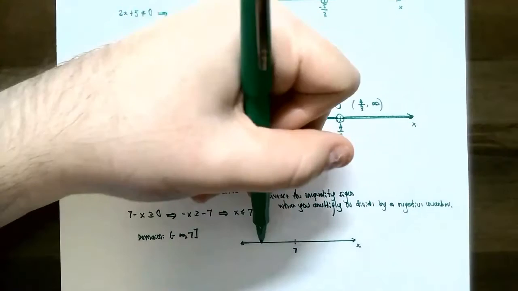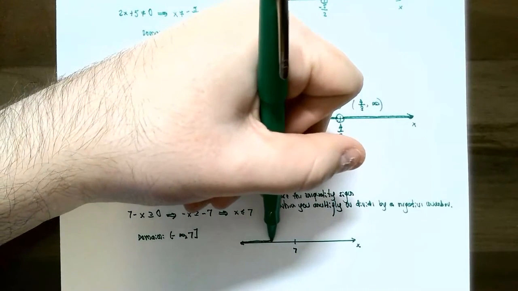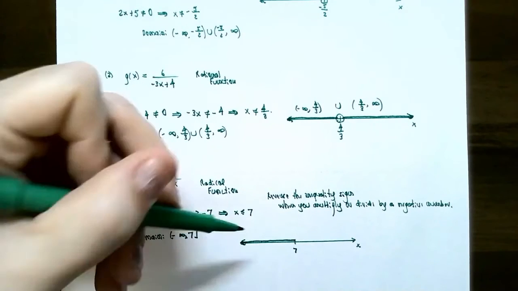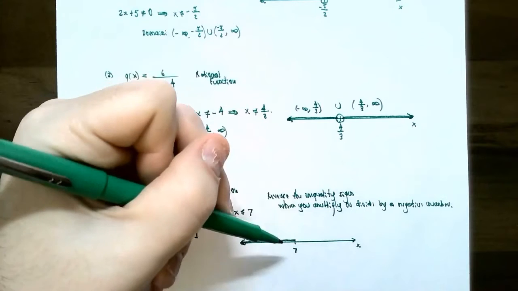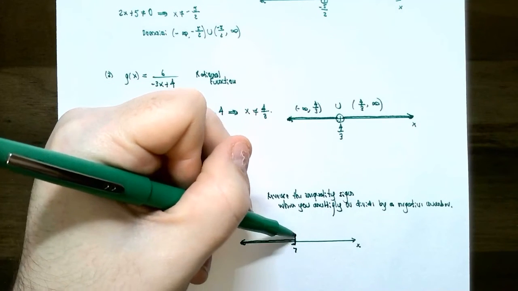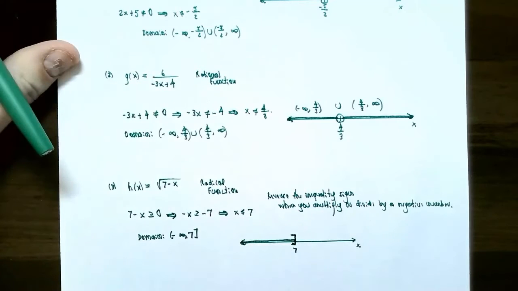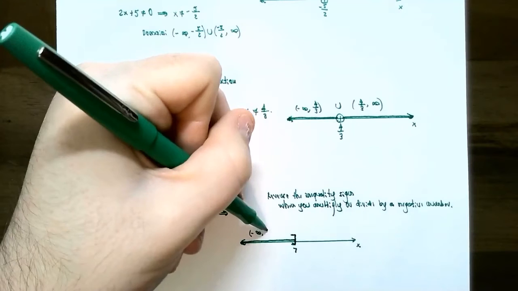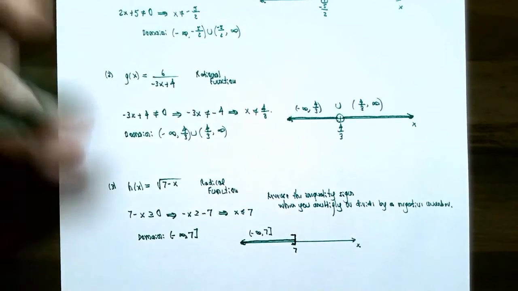So I want to shade to the left forever. And I do want to include 7, so you can either use a filled in dot, a closed dot, or you can also use a square bracket to say that you want to include 7. So this interval would be -infinity to 7 with a square bracket, just like we had before.